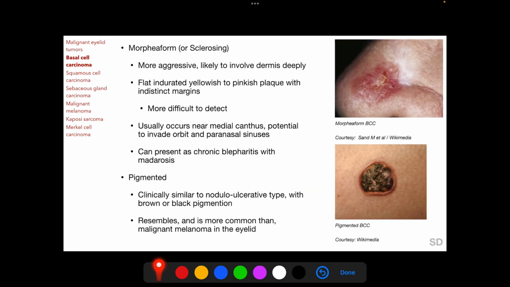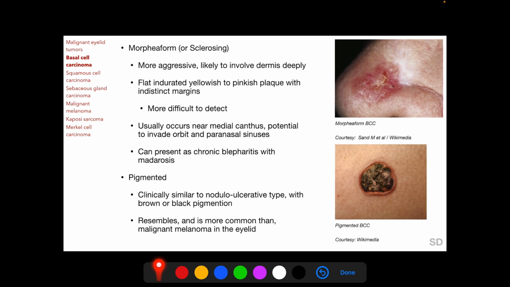In morphiform or sclerosing BCC, which is a more aggressive BCC likely to involve dermis deeply, we get a flat, indurated yellowish to pinkish plaque with indistinct margins. As seen here in this picture, being less elevated, it is more difficult to detect, and morphiform or sclerosing BCC usually occurs near the medial canthus with a higher potential to invade the orbit and paranasal sinuses.